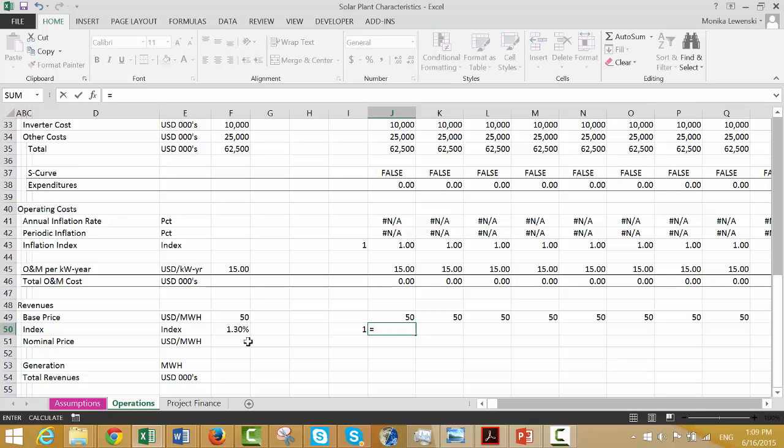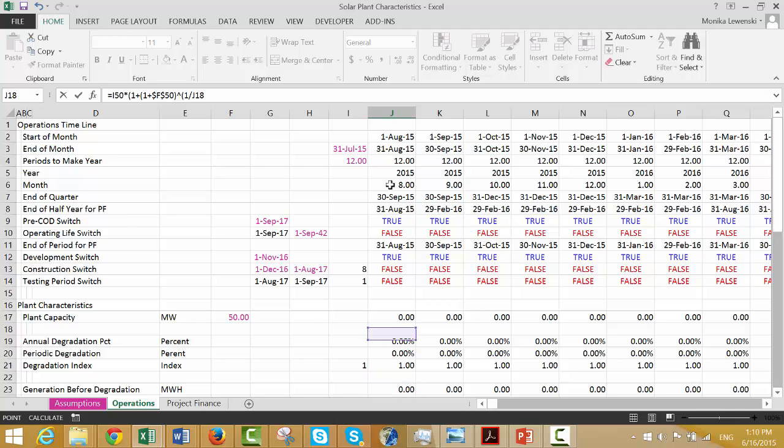And then let's take this one plus this one. Equal 1. This. No. Excuse me. This, I can't do an index times 1 plus. And then let's put 1 plus this index, press F4, raised to the 1 divided by, remember, the 12th power. Okay, and minus 1.